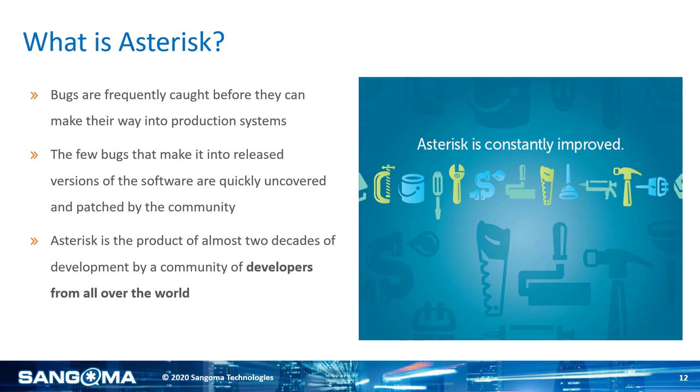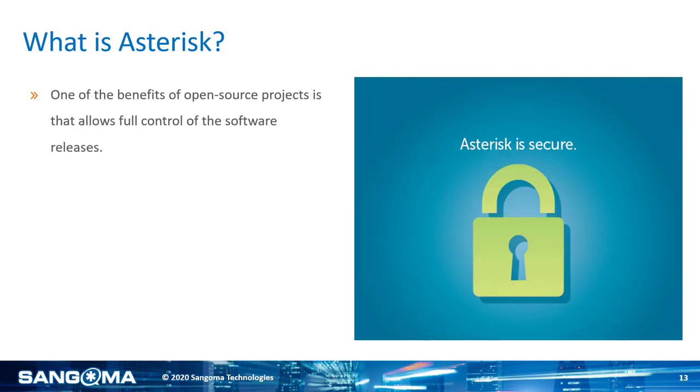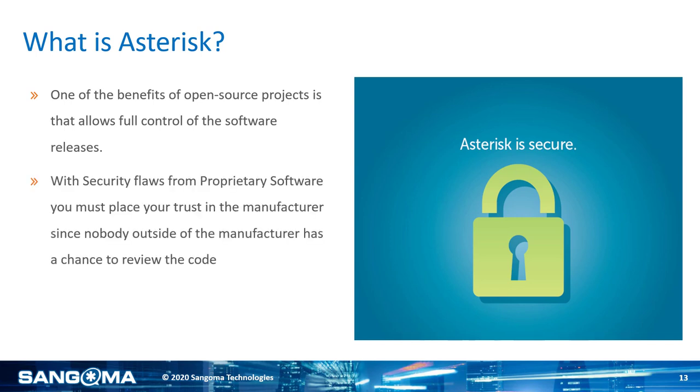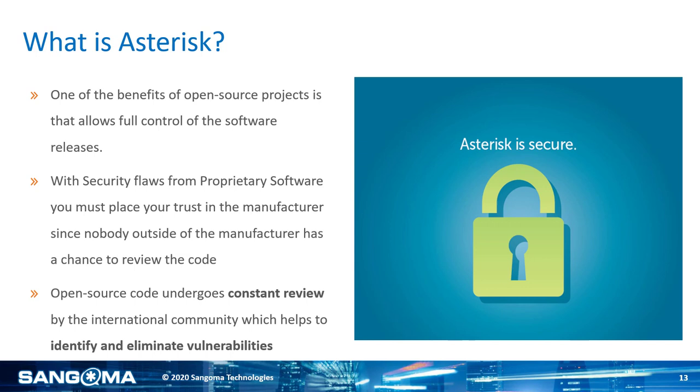Asterisk is secure. One of the benefits of open source projects is that it allows full control of the software releases. With security flaws from proprietary software, you must place your trust in the manufacturer, since nobody outside of the manufacturer has a chance to review the code. Open source code undergoes constant review by the international community, which helps to identify and eliminate vulnerabilities.